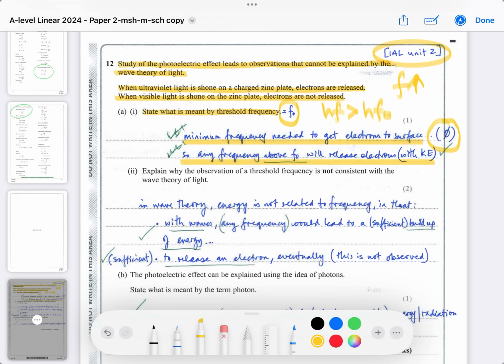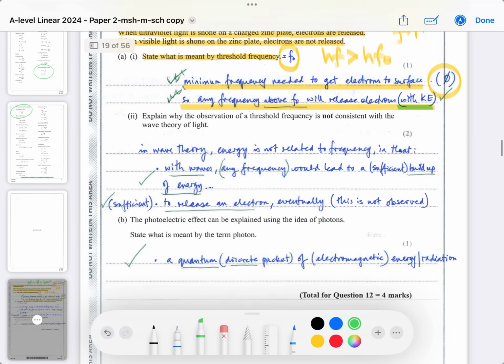So phi is the work function, and phi is the amount of energy required just to get the electrons to the surface, and then you need a little bit more to give the kinetic energy. So remember the equation: hf comes in, the minimum work required is phi, and anything extra goes into the kinetic energy of the electrons, and they're called photoelectrons.